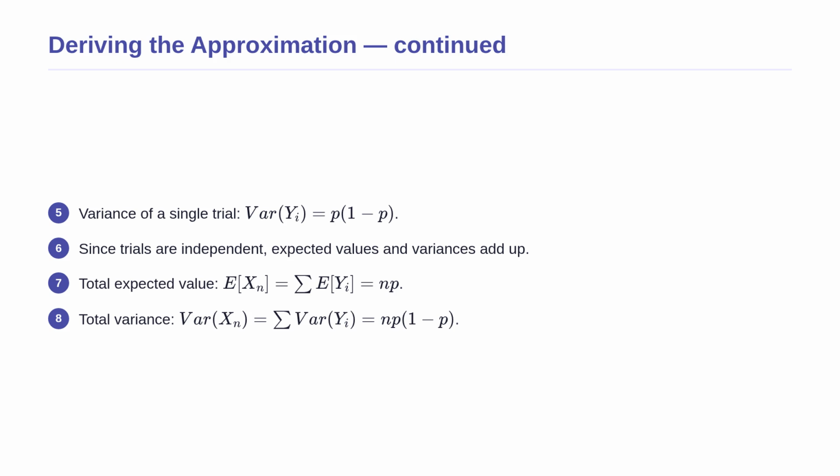Therefore, the total expected value for xn is just n times the expected value of one trial, giving us n times p. Similarly, the total variance is n times the variance of a single trial, giving us n times p times 1 minus p. We have now mathematically established the exact center and spread of our binomial distribution, which we will use in the final step.